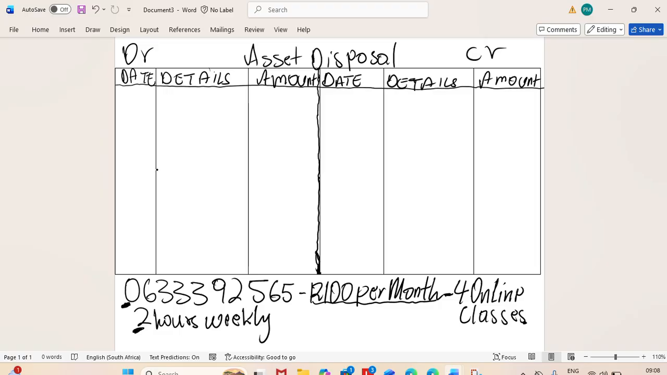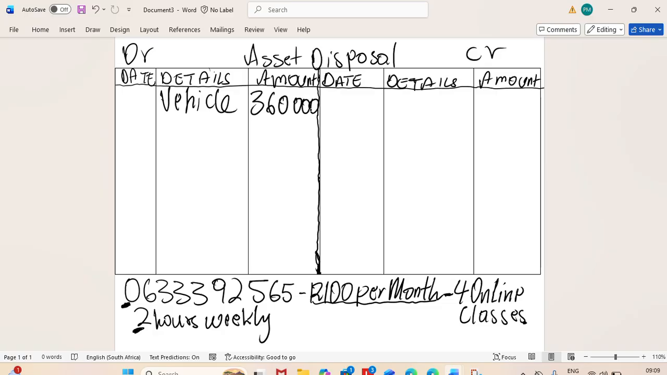Asset disposal. You need to ask yourself, what do I have on the debit side? What do I have on the credit side? On the debit side, you need to have the cost price of the asset that you are disposing. Always. Here, what are we disposing? A vehicle. So you're going to write the cost price of the vehicle. The cost price was given there. It was how much? 360,000, if you can remember.